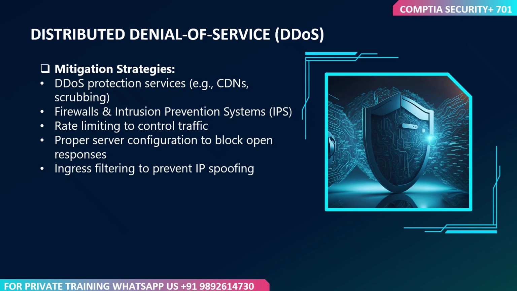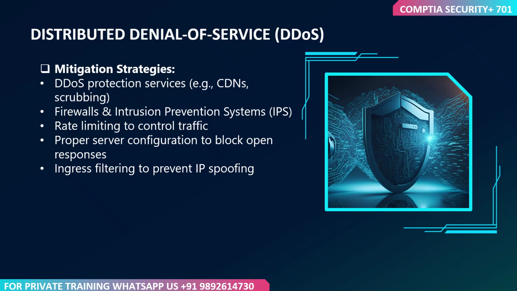Mitigating these attacks usually involves multiple strategies. Organizations use DDoS protection services which sit in front of their networks and filter out malicious traffic. Firewalls and intrusion prevention systems help identify and block attack patterns. Rate limiting can help reduce the effect of amplification. And a key way to reduce the number of systems that can be used in these attacks is to configure public servers correctly so they don't respond to requests from just anyone.